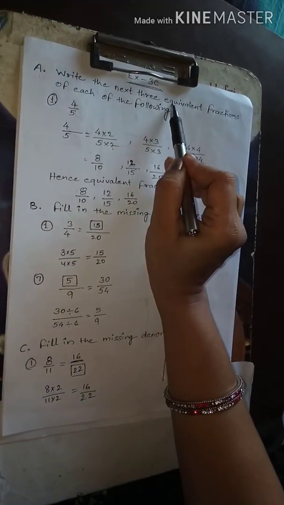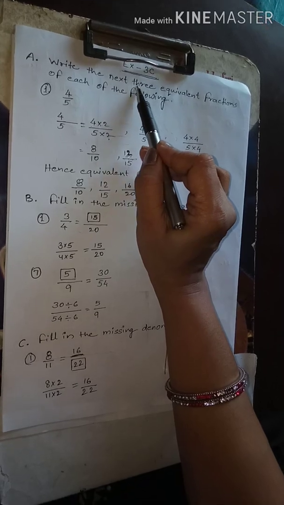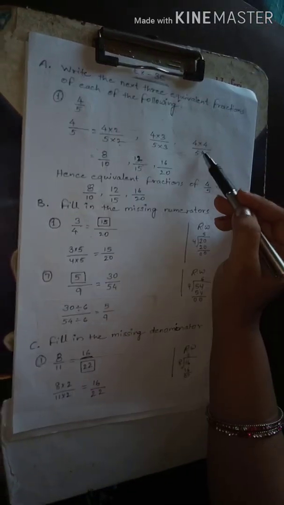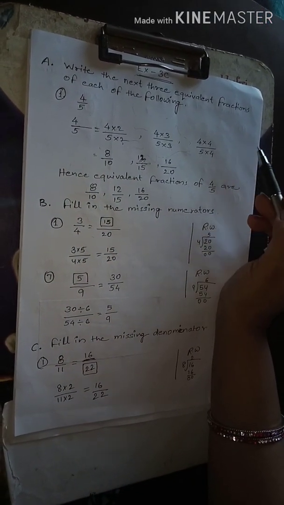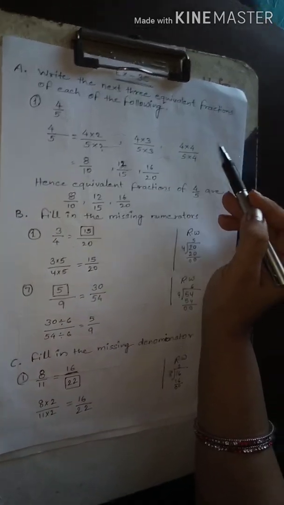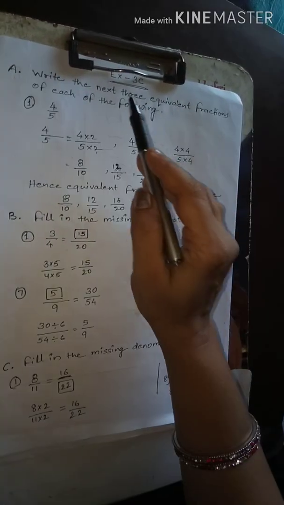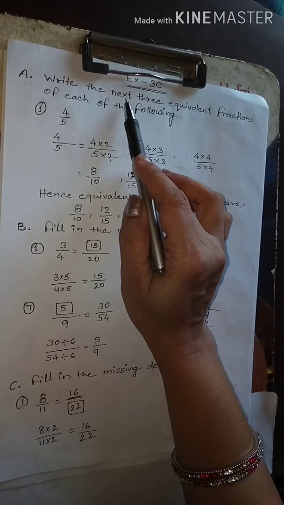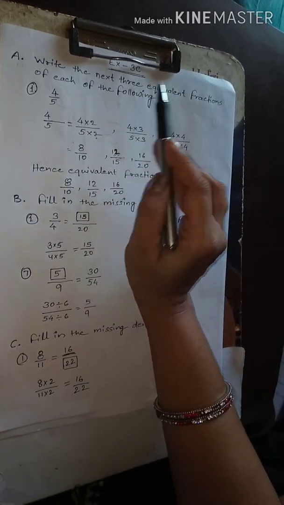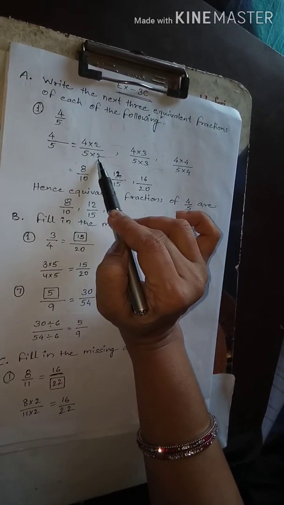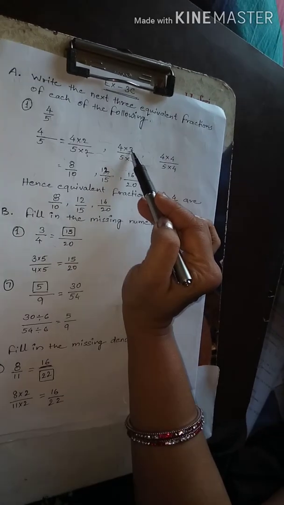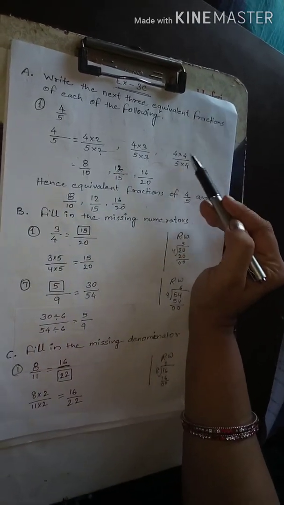Suppose here it is 3 equivalent fractions. If the question is 4 equivalent fractions, then we will multiply by the next consecutive number. So we will multiply by 5, 6 like that. So first you go through the question. Here the question is asking for 3 equivalent fractions. So first multiply by 2, then for the next by 3 and for the next by 4.